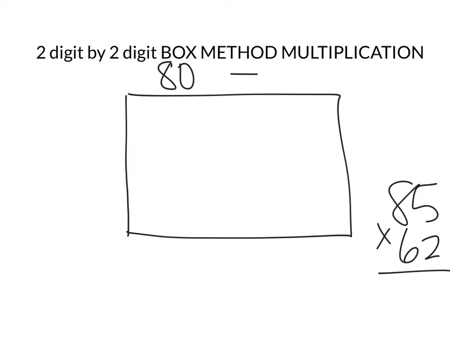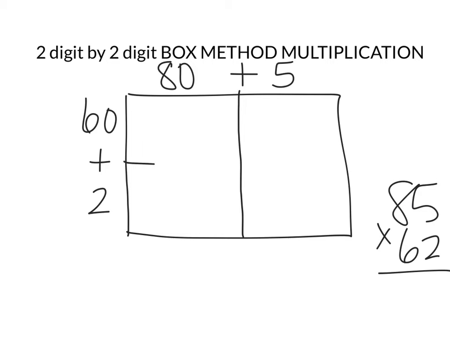80 plus 5. Then I'm going to look at my second factor and stretch it apart. What does my second factor stretch apart into? Carmen? 60 plus 2. So I'm going to write that on the side. I use the plus signs to guide me for drawing the rest of my box. I don't multiply partial products with numbers that are being added together. So I've got a line here, a line here.